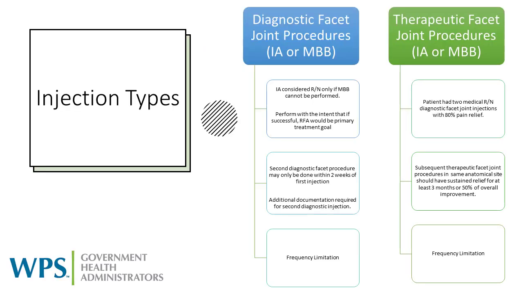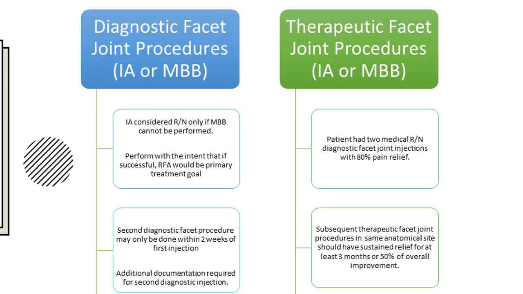Okay, let's first look at diagnostic facet joint procedures. These would be either intra-articular injections or medial branch blocks. For the initial injection to be medically necessary, the criteria outlined in the policy must be met. Note the intra-articular injections are considered reasonable and necessary only if the medial branch blocks cannot be performed. Complete second diagnostic injections within 2 weeks of the initial injections. Document that the patient met the criteria for the first injection, and the first injection provided consistent positive response of at least 80% relief of primary pain.